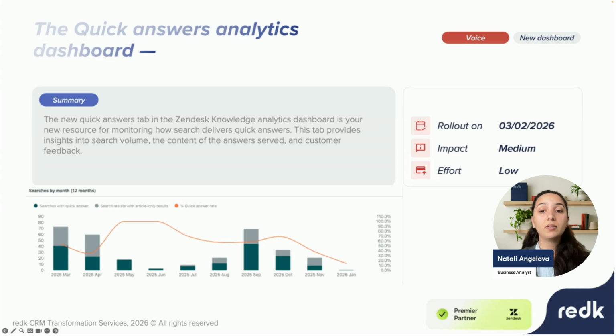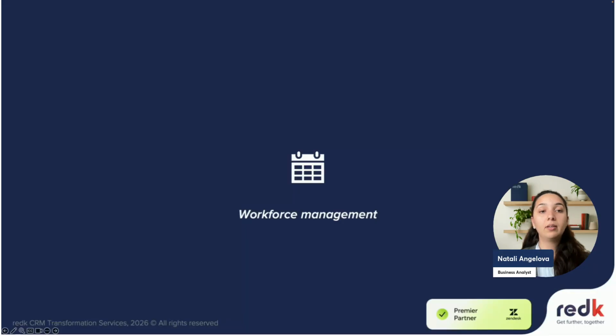Quick Answers is a powerful new feature that provides a generative answer to a question asked by the customer in the help center or by an admin or by an agent via the context panel in the agent workspace. If enabled by the admin, of course, it can be used and you can see the report in analytics. Let's focus on the workforce management announcements now.